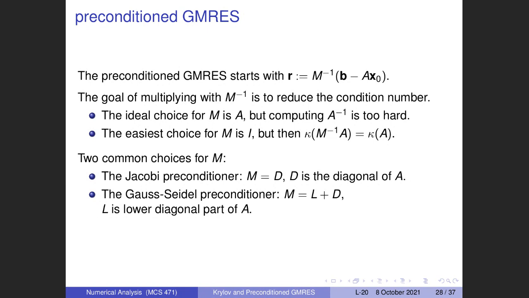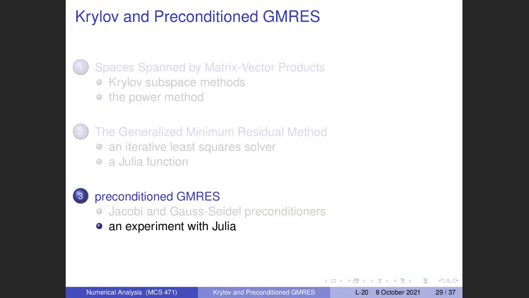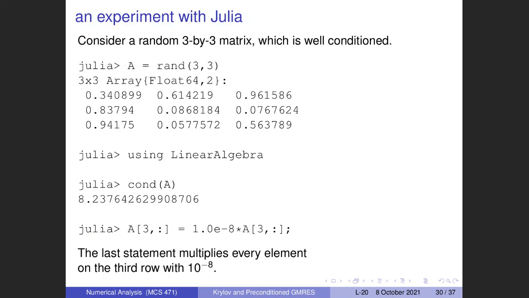So there are two types of preconditioners. They are called Jacobi and Gauss-Seidel, depending on whether we use the diagonal or, in addition to the diagonal, the lower triangular part. All right, so this will be explained by means of examples. So we know how to make well-conditioned matrices.